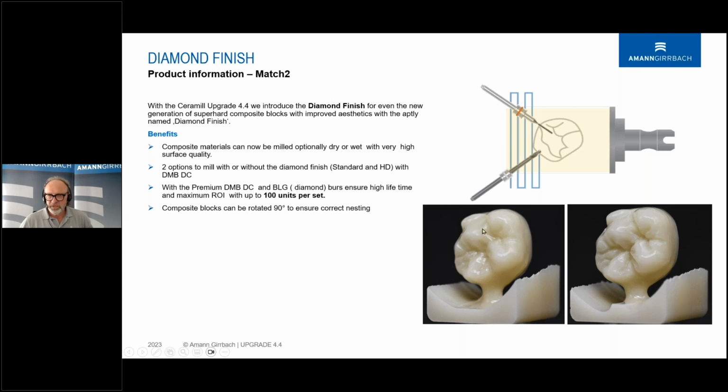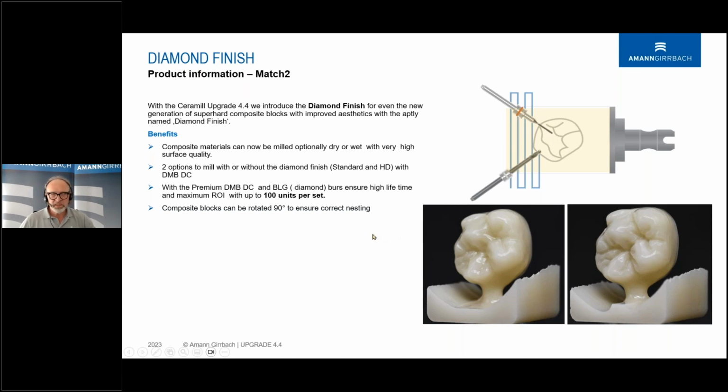You can see it's really completely even. It's looking like polish. You have a little luster here on the surface. On the left side, this is in standard mode, and on the right side, this is on HD mode. HD mode means the smallest diamond is 0.4, and a very nice option.